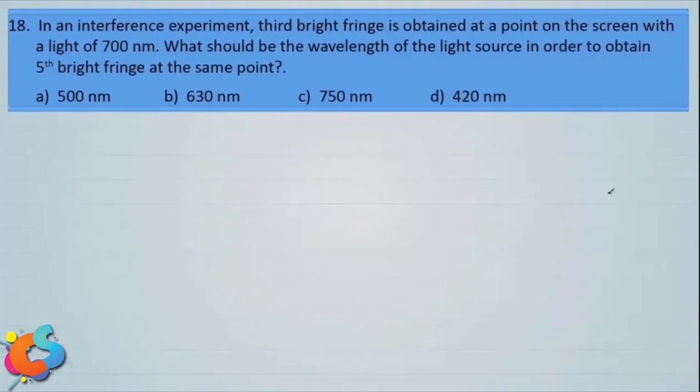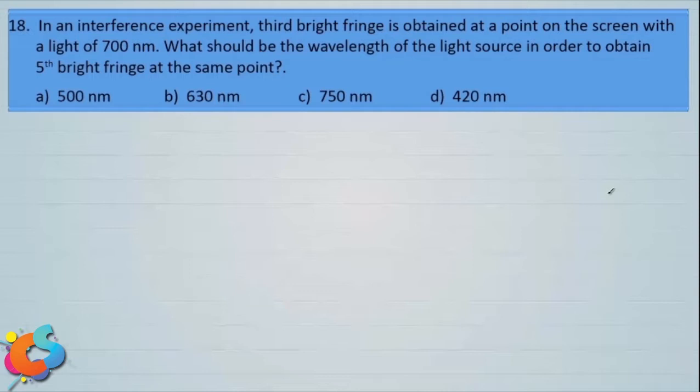Now have a look at the next question, dear students. In an interference experiment, the third bright fringe is obtained at a point on the screen with light of wavelength 700 nanometer. What should be the wavelength of the light source in order to obtain the fifth bright fringe at the same point? Options: A 500 nanometer, B 630 nanometer, C 750 nanometer, and D 420 nanometer.